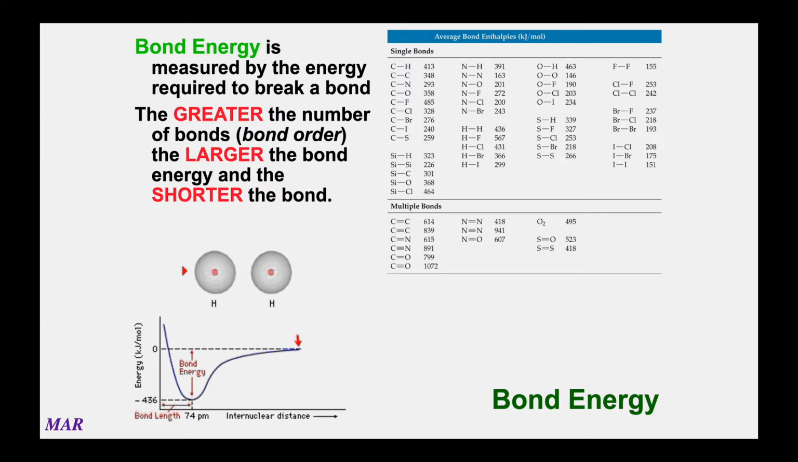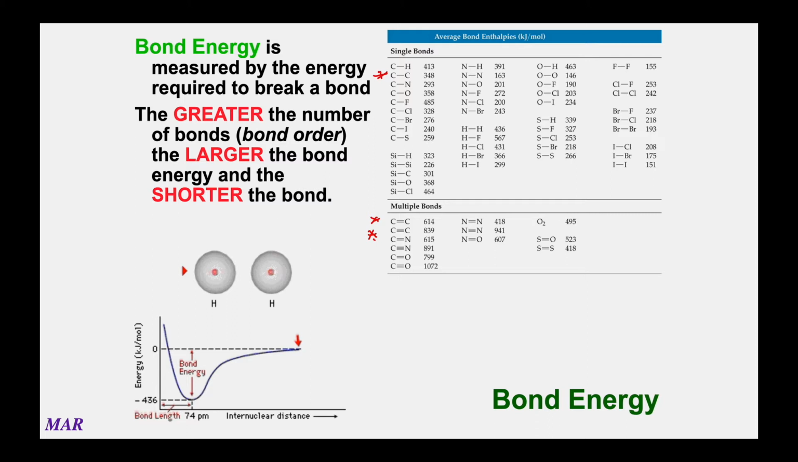Like the C-C, the first one we just talked about, that's a carbon-carbon single bond, a bond order of 1. Farther down, here's a carbon-carbon bond order of 2, a double bond, and here's a carbon-carbon triple bond, order of 3. Notice the energies go 348 to 614 to 839. The energy required to break them goes up as bond order goes up. So we say that as bond order goes up, the bond energy, the energy required to break the bond, also gets larger. You'll see that for lots of different things.